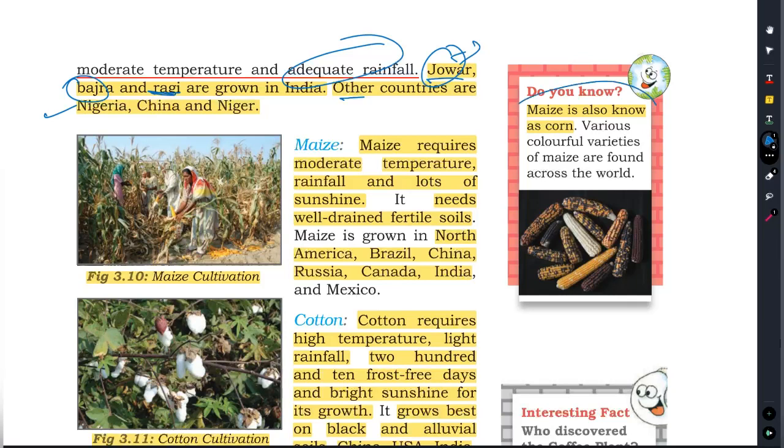Maize is also known as corn. You use this for many food items, right? Baby corn, corn manchurian, all these foods you get from the corn, maize. Maize requires moderate temperature, rainfall and lots of sunshine. These are the important characteristics or requirements for the production of maize. You need moderate temperature, rainfall and lots of sun. It needs well-drained fertile soil. What are the regions? North America, Brazil, India, Canada. These are some regions which grow maize.